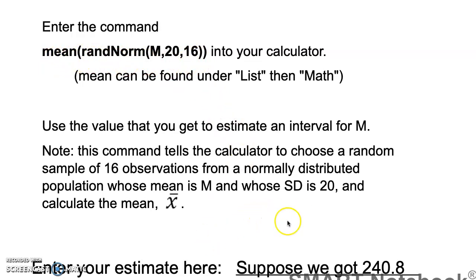Okay, so what did we get? Suppose we got 240.8, and this is the same number if you're reading in your textbook, which you should be doing, that they're using as the example in the textbook.